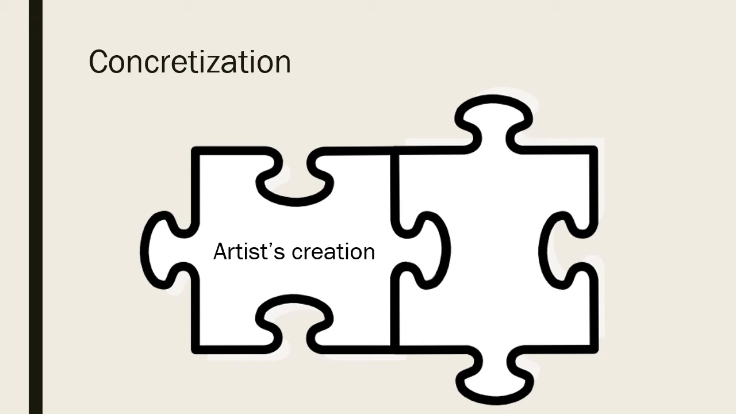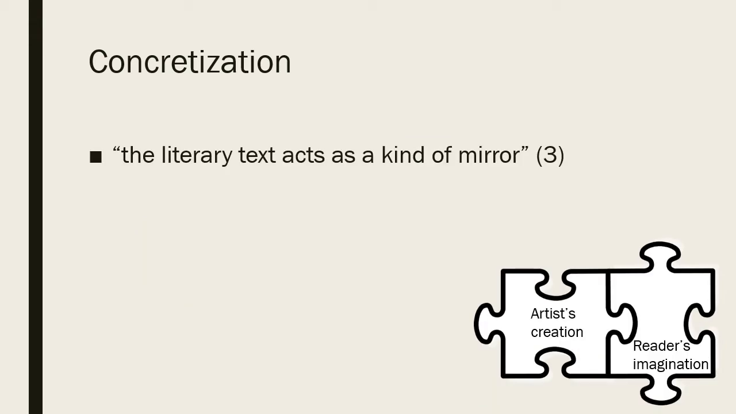The first puzzle piece is the artist creation. The second puzzle piece is the reader's imagination, and the two pieces have to come together in order to make a literary text happen. Now let's look at some of the things that happen when these two pieces come together. So Iser writes that the literary text acts as a kind of mirror.